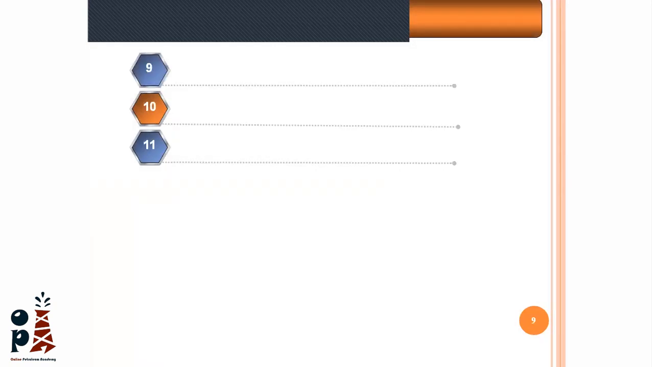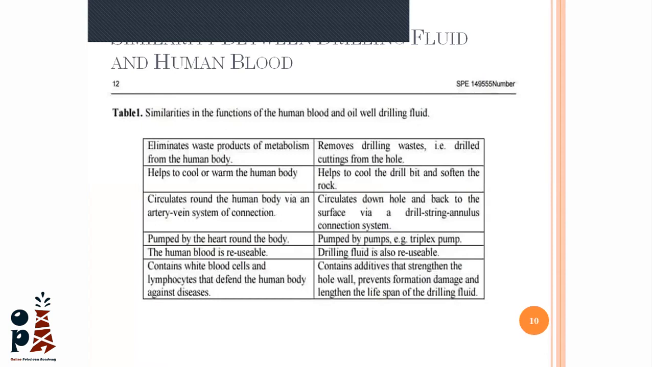Okay, before starting with the drilling fluid functions, I see this similarity is very good to start with, to describe how important the drilling fluid is. The drilling fluid is very important to the well, and for you to sense this importance, let's describe the similarity between human blood and the drilling fluid. This column is for the human blood and this column for the drilling fluid. You know that human blood is responsible for eliminating any waste product of our metabolism, and we have a lot of organs responsible for this cleaning or elimination, like the liver.